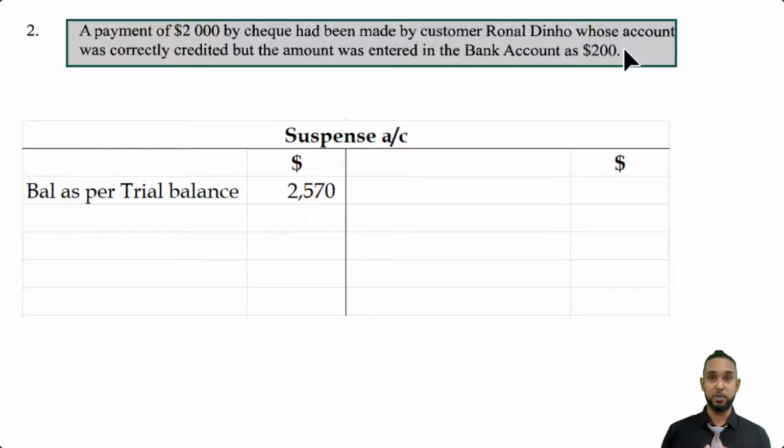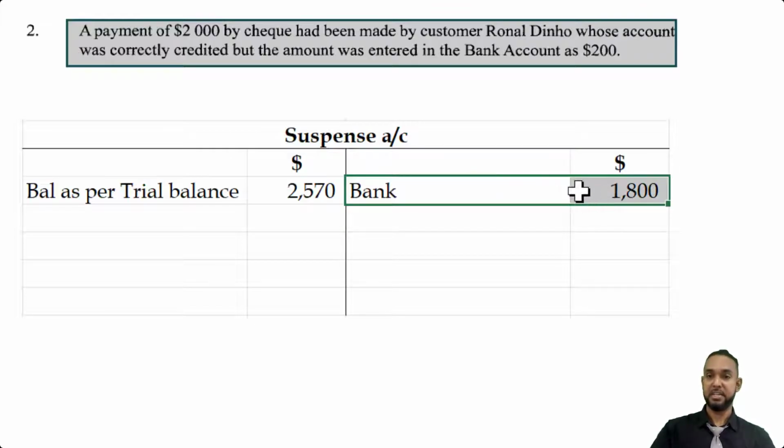So half of this entry, the correcting entry, will be to debit bank for 1800 because it's missing the 1800 it should have had in the first place. But every debit needs a corresponding credit. What account are we going to use for that? Are we going to use Ronaldinho? No, because his account was correctly credited. The question told us that. That's where the suspense account comes in. The suspense account facilitates the correction of errors that affect the trial balance by giving them an account to facilitate double entry. So we're going to see the credit on this side saying 1800.